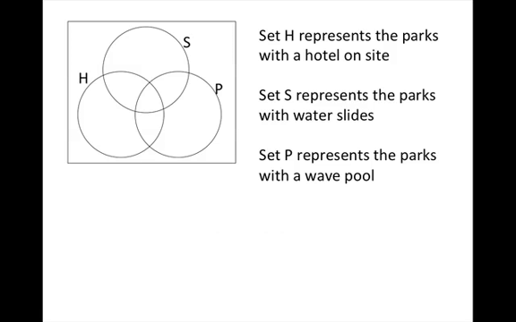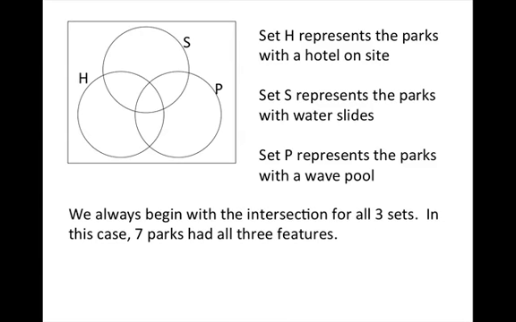So again, I'm going to begin with a diagram containing 3 sets. I'm using H to represent the parks with a hotel, S to represent the parks with water slides, and P to represent the parks with wave pools. I didn't use a W because water and wave both start with W. And again, you can label these any way you want. So begin with the intersection of all 3. In this case, 7 parks had all 3 features. So in the very center, in the intersection for all 3 circles, I'm going to put a 7.